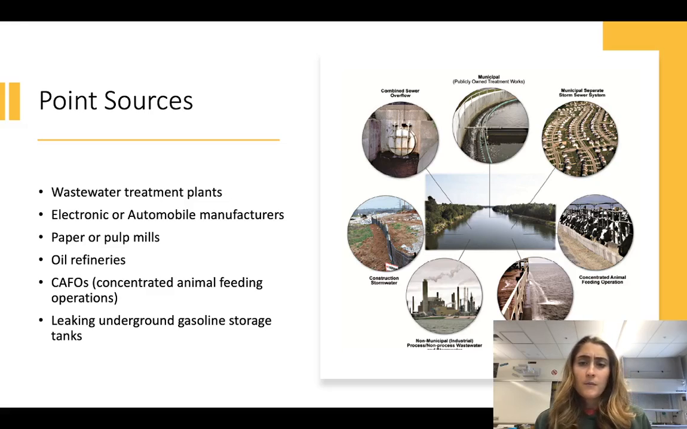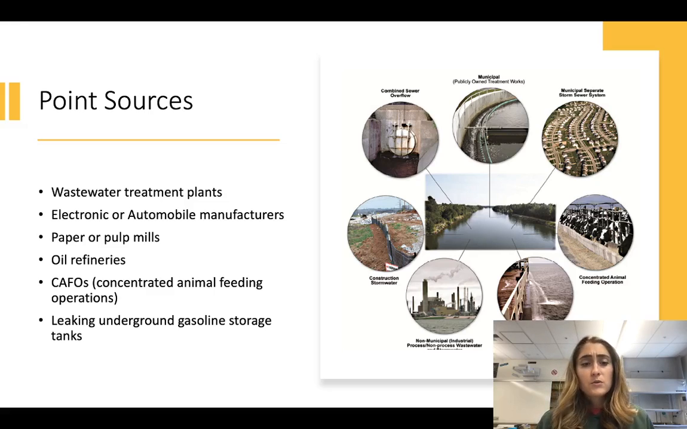There's a lot of different types of point source pollution, but the big idea here is that point source pollution is easier to target and treat because it's clear where the pollution is coming from, and once we've identified the problem, we can make changes in order to prevent it from continually being a problem.